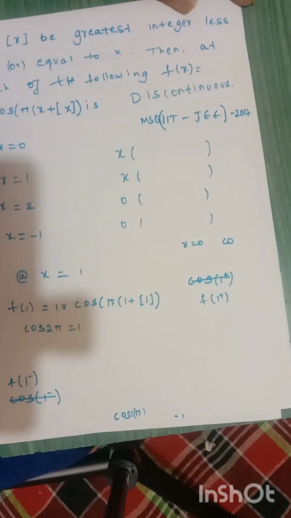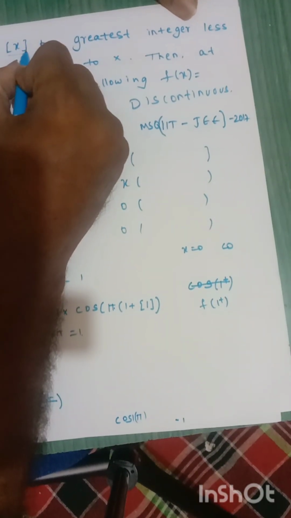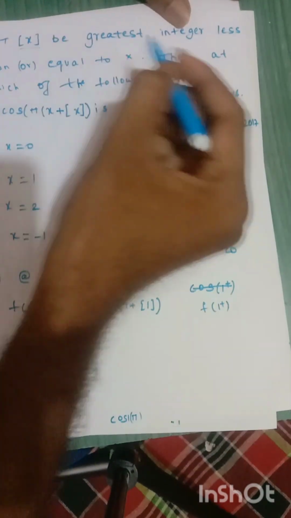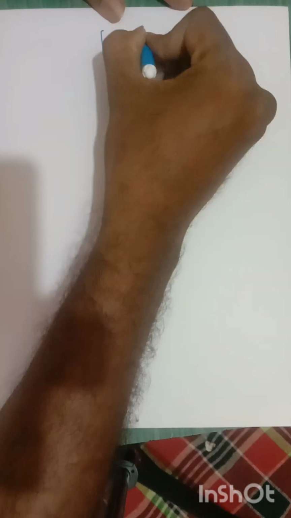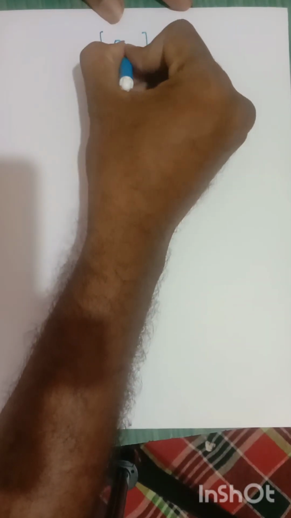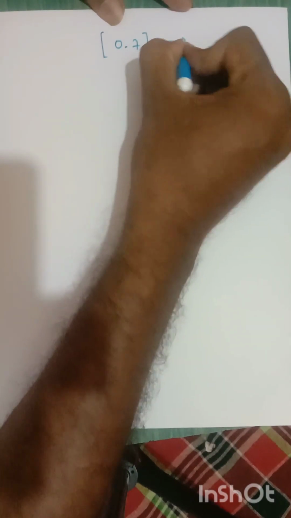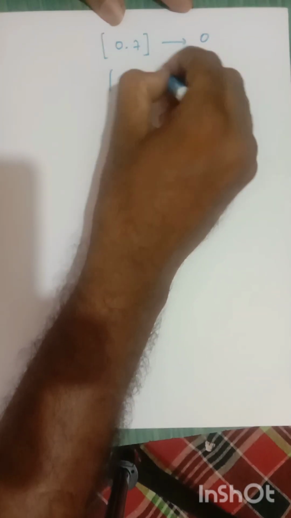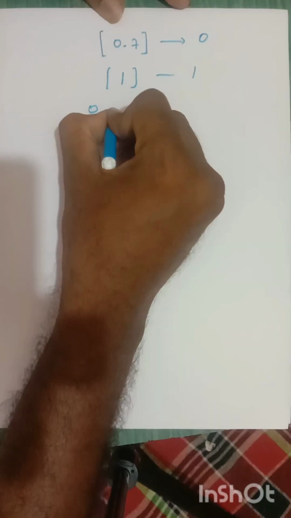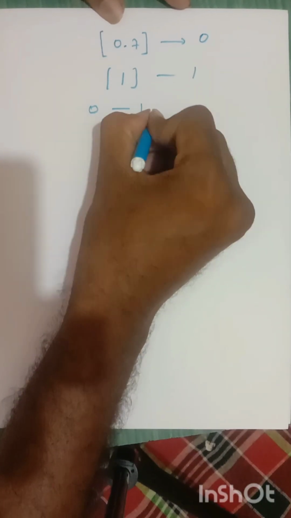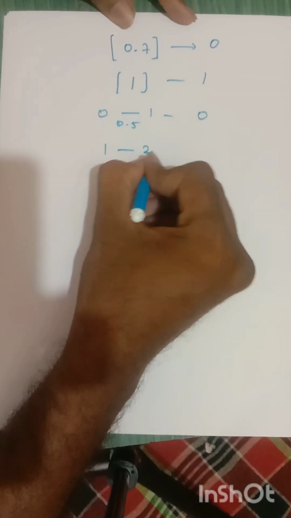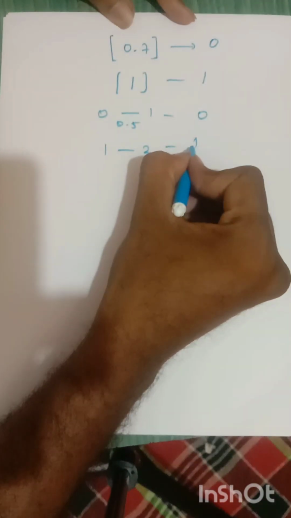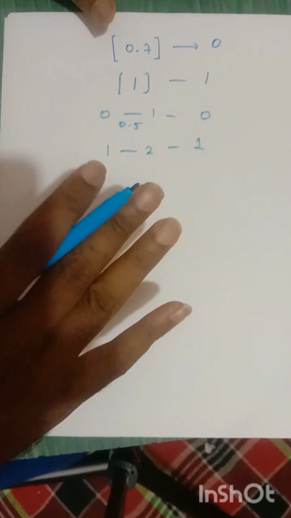The question is: let [x], the greatest integer function, be... you know what the greatest integer function is. If the value is given as 0.7, then the greatest integer function of this value is 0. For 1, it will be 1. That means if the number is from 0 to 1, whatever decimal it is, like 0.4, the greatest integer function will be 0. If it is from 1 to 2, then it will be 1. That is the key in this problem.